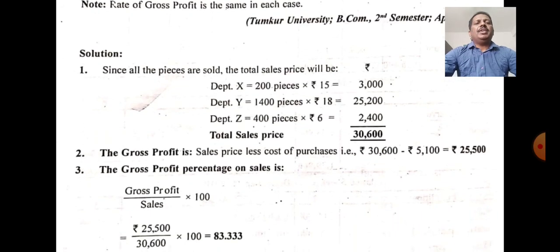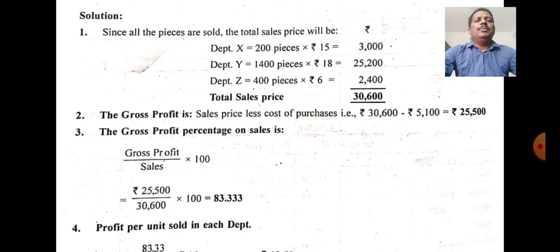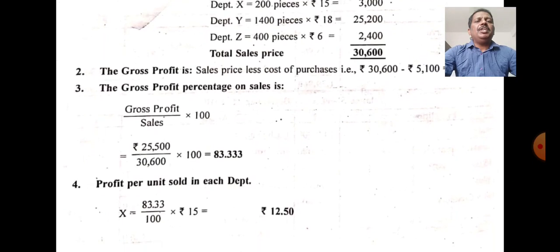And the rate of gross profit: gross profit is sales price less cost of purchases, that is 30,600 minus 5,100 is equal to 25,500. The gross profit percentage on sales is equal to gross profit divided by net sales into 100, 25,500 divided by 30,600 into 100. So we got 83.33 percent.